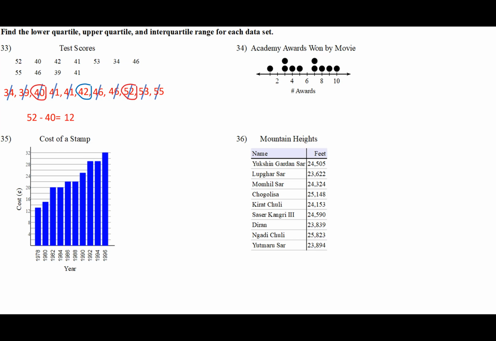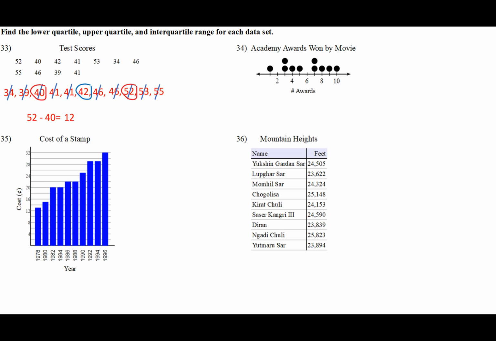52 minus 40 is 12. So that's my answer. Your homework, I'm mainly going to ask for the interquartile range, because for that, you need to find the lower quartile. You need to find the upper quartile. So I know you're going to practice on that, and then you have to subtract them. All right, let's take a look at number 34.